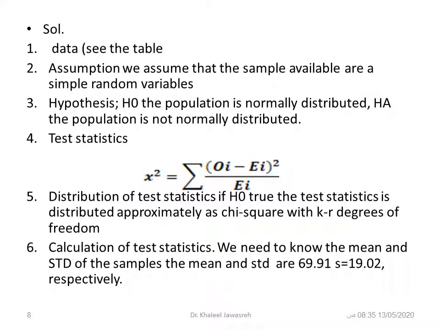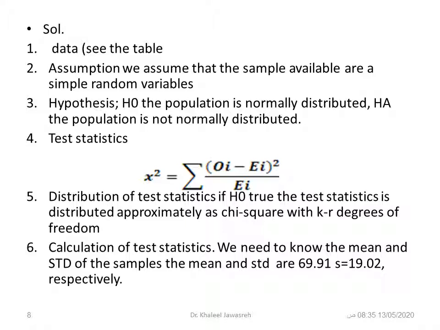Now, how can we solve such problems? We need to see the data. You can go to the data, see the table and the categories, and usually you find raw data, and you need to formalize them in a frequency table, and the results are indicated in the previous table. So our assumption here is that the sample variables are simple random variables. This is our sample. From where? From the question, from the table.